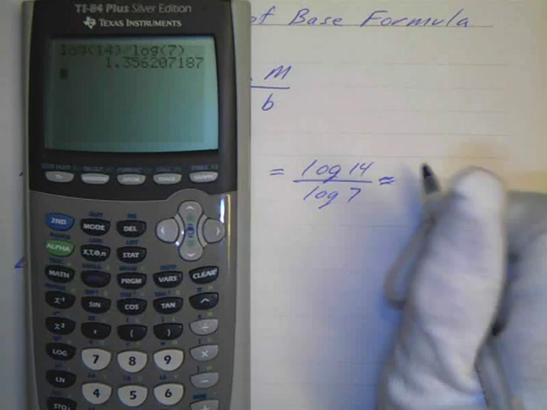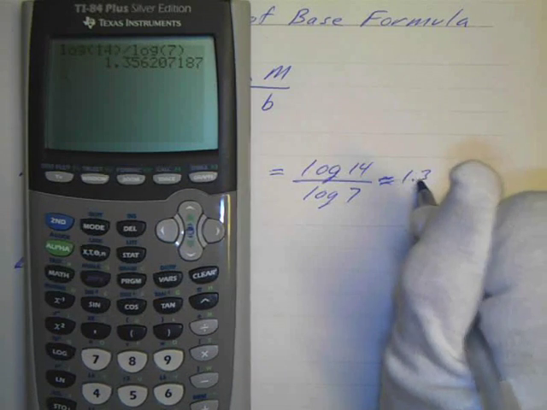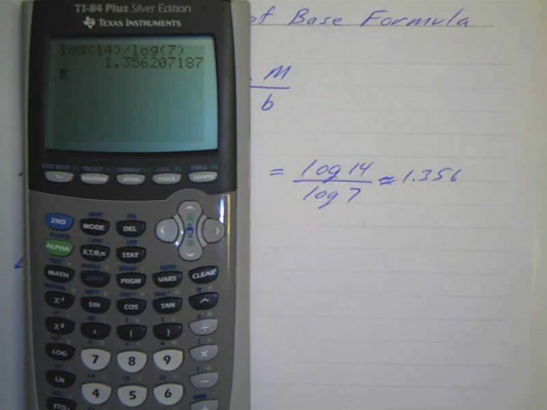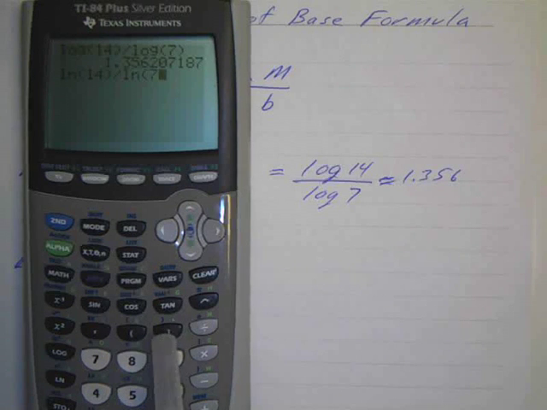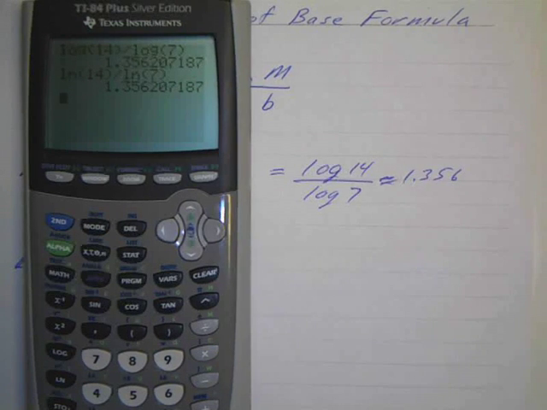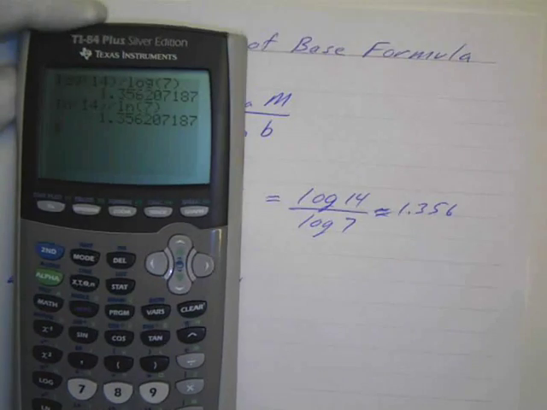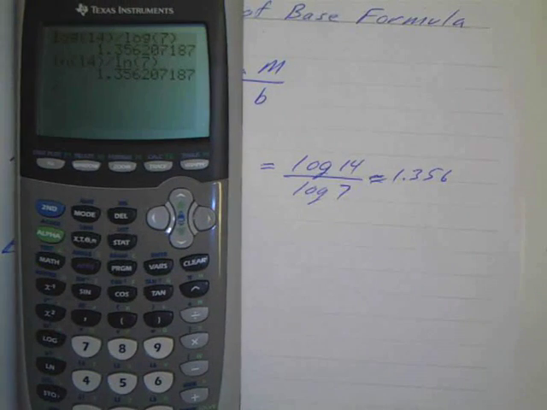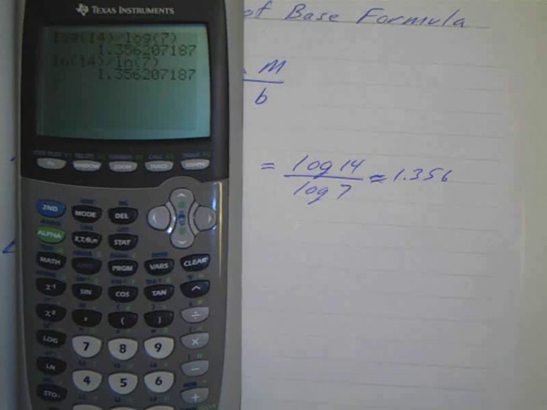So we use the little approximation signs, that would be approximately 1.356. Now if we use natural logs, it would come out the same thing. Let's say we use ln of 14 divided by natural log of 7. Same thing. See, so it doesn't matter whether you use natural logs. Hope you can see that better.